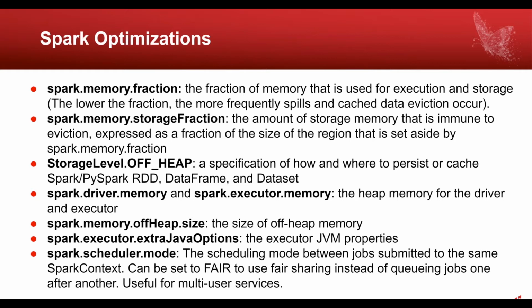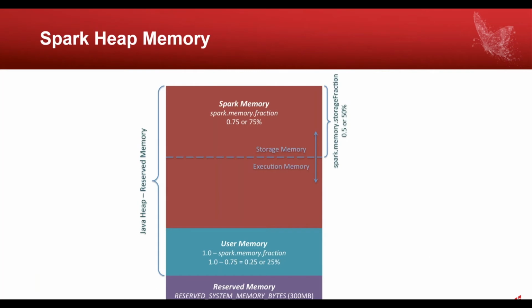The first two options are related to how heap size will be managed in Spark. When we set these options, we can choose the part of memory that can be used, for example, for storing data, and which part of the memory used for storing data should not be evicted. It's a little bit better described on this slide.